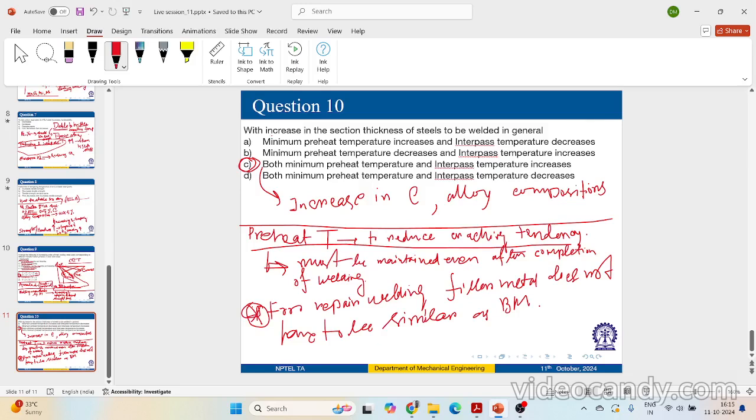Over here I have mentioned quenched and tempered low alloy steel, high strength low alloy steel, then this heat treatable.